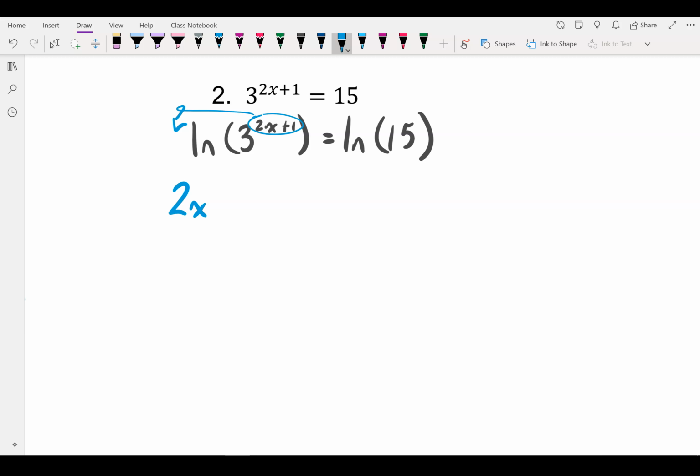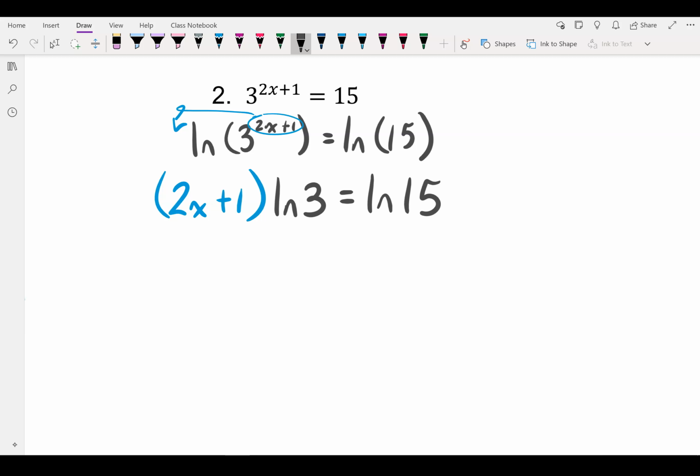So we have 2x plus 1, all multiplied by ln of 3, and ln of 15 on this side. You might be wondering, why the heck are you using ln? Why aren't you using log? No reason. ln is shorter to write, and they are ultimately the same thing. At the end of the day, they have different bases, but they work the same way in terms of the product, quotient, and power rules. And you see ln a lot in your future math courses, so I just want you getting used to it.